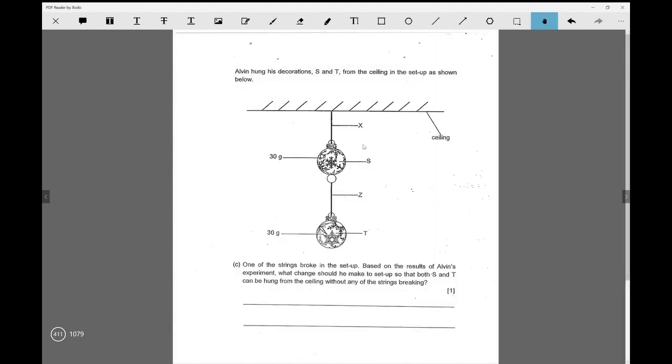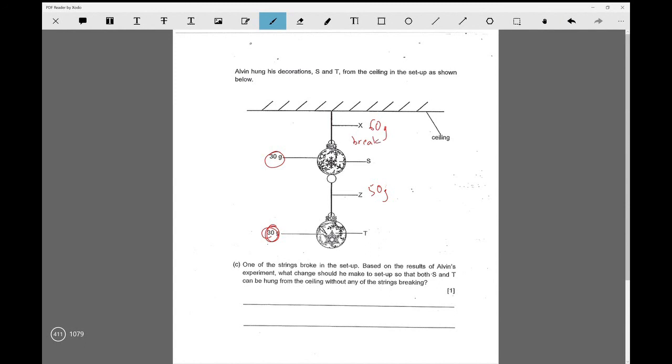So this comes 60 gram, 50 gram, and then they'll break. Okay, so Z will not break because it's only supporting 30 gram, right? So Z didn't break, but X breaks because X doesn't just support 30 gram, it supports this weight here and this weight here. It supports more than 60 gram. Okay, obviously therefore X will break.